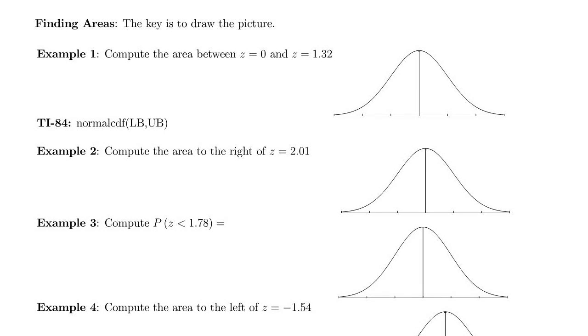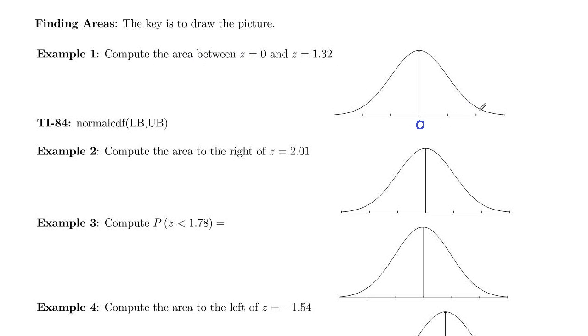So now that we know some of the properties of the normal distribution, we're going to find some areas here. Areas will correspond again to probabilities and also to proportion of the data. So for example, here's our normal distribution curve, and we want to compute the area between z equals 0 and z equals 1.32. So remember, z equals 0 is always at the middle of the distribution.